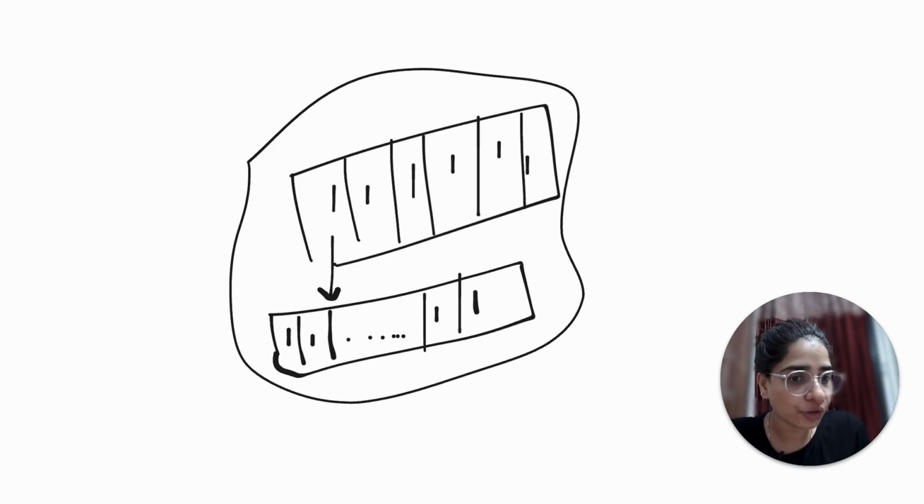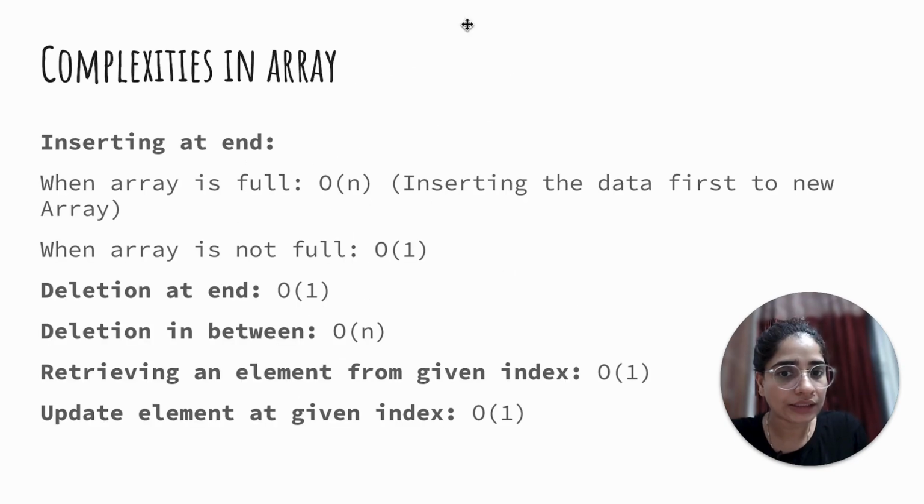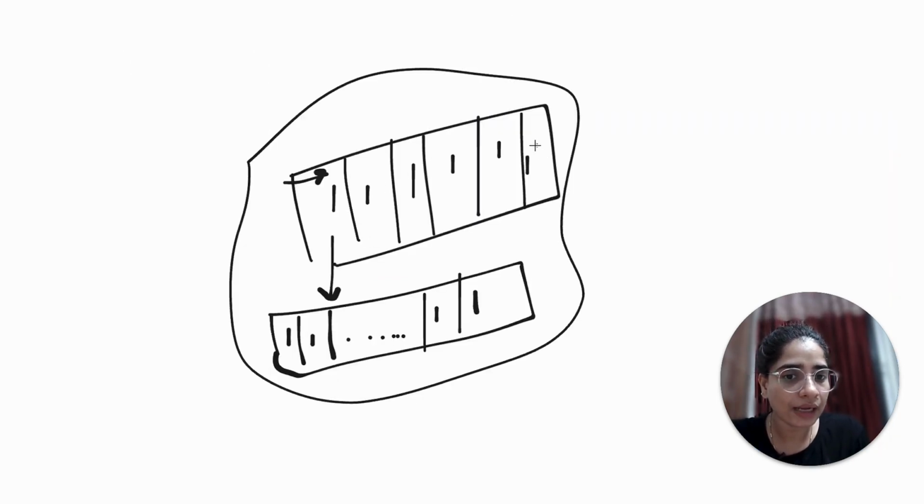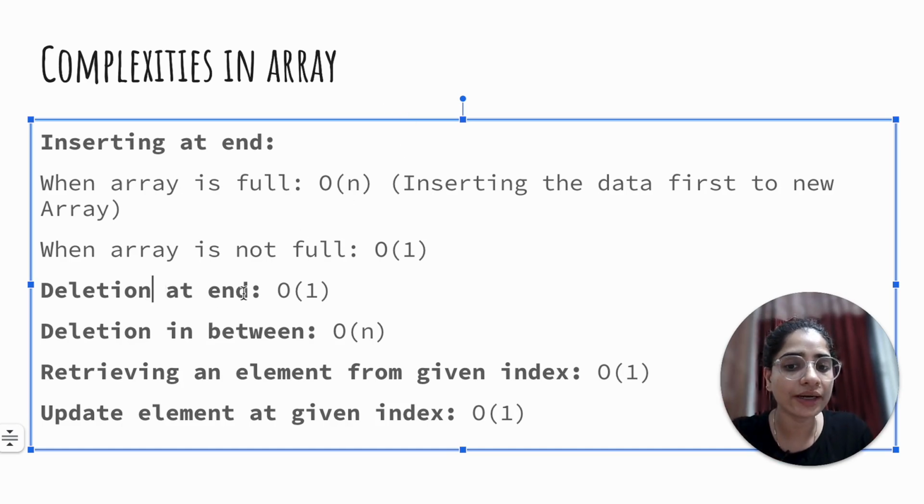So that means if you actually want to insert one element inside your array, when the array is full, the complexity will be order of n, because you are traversing the older array and inserting the data into the new array. So that's how it is order of n. But when the array is not full, at that time you can insert any element in order of 1, because you know what the free index is, and then you can just insert the data. If your array is not full, at that time you can say the complexity for inserting the data is order of 1. Deletion at end, let's say again this was my array, I wanted to delete this data, I'll just delete this data in order of 1. So deletion at end will be order of 1.